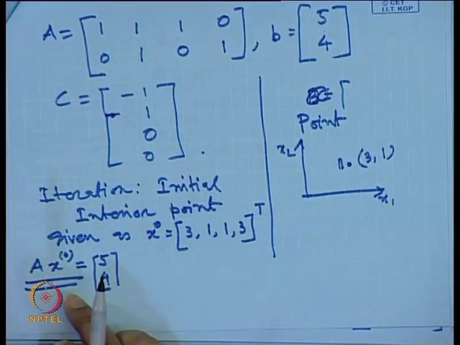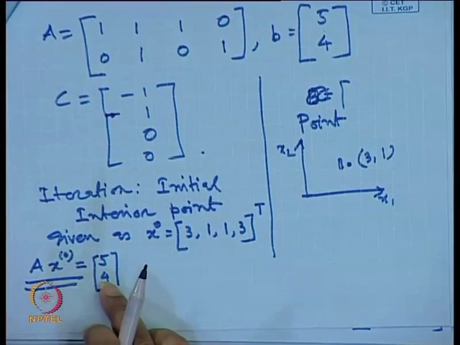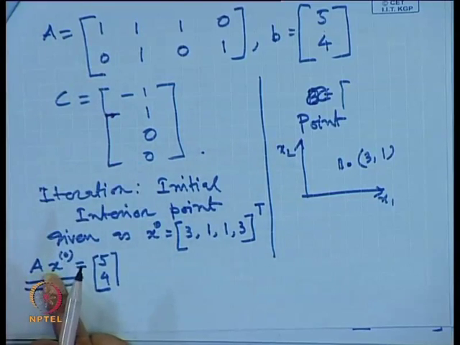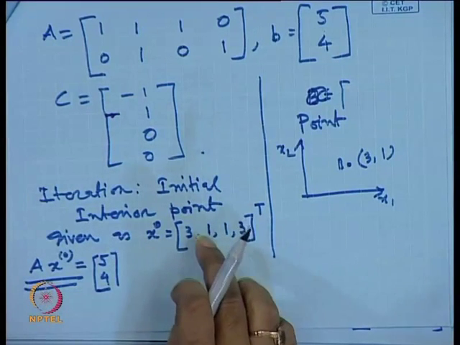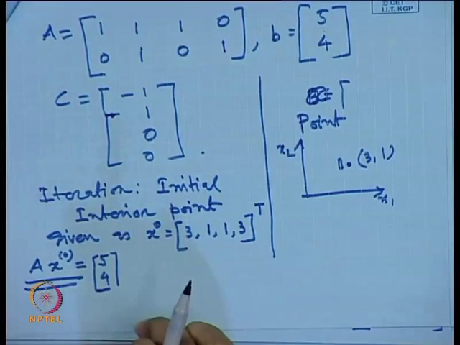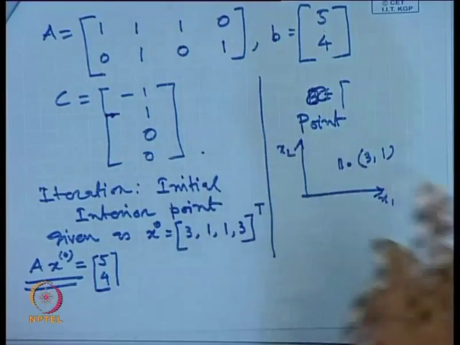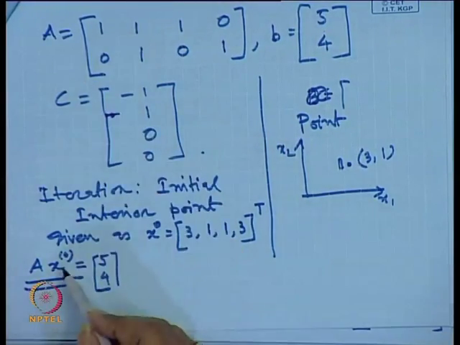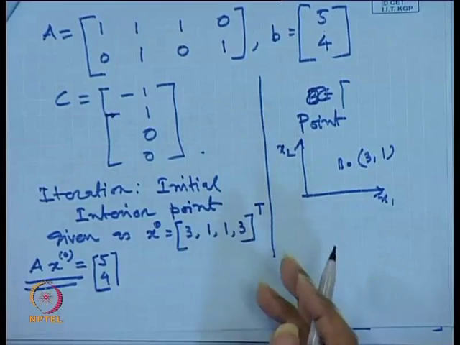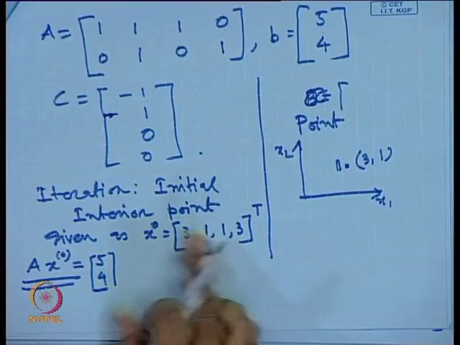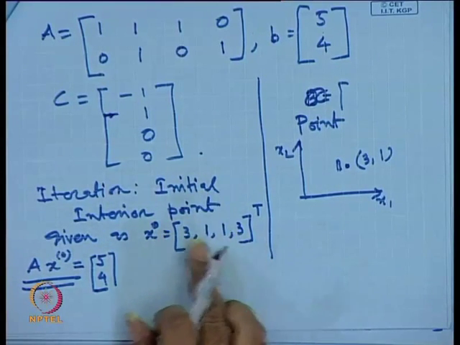So, how to check whether it is in the feasible region or not? We have to check that A x must be equal to b. If this condition is satisfied, then this initial guess is inside the feasible region, an interior point of the region. So, A multiplied by this vector gives 5 and 4, and this implies that it is inside the feasible region.